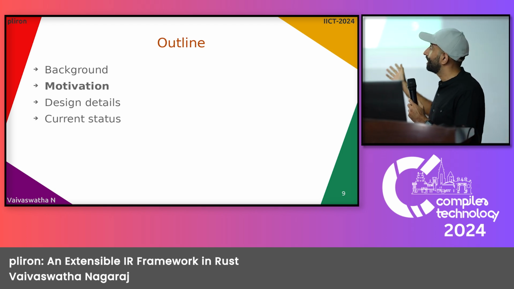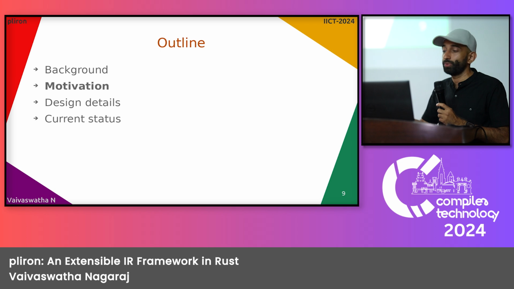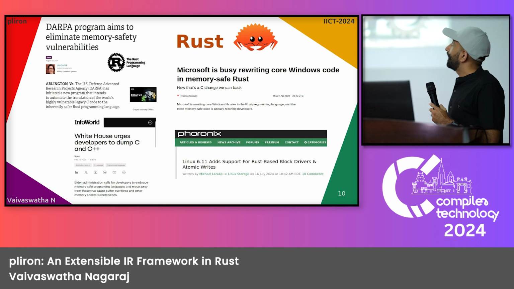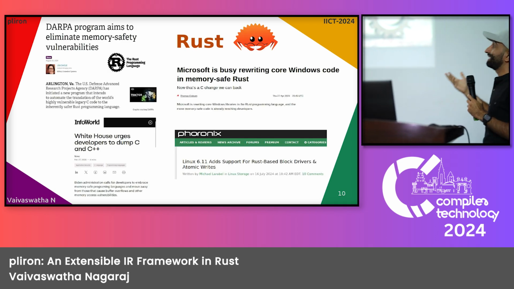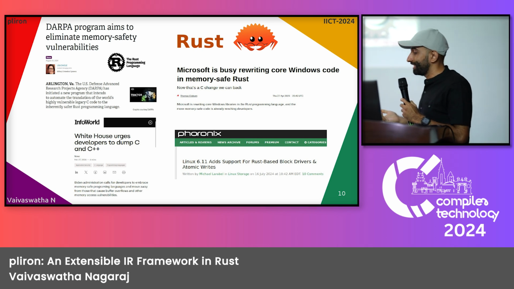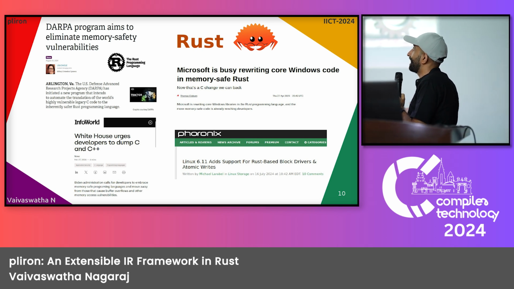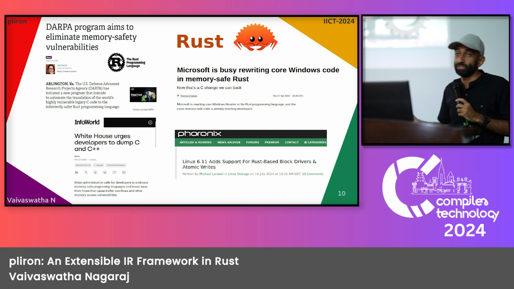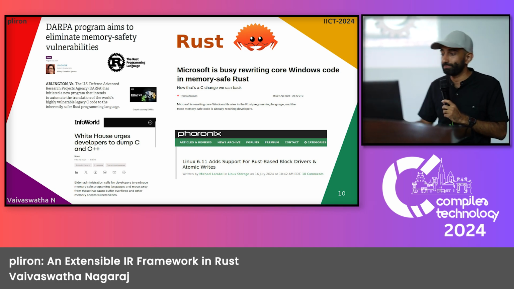And now a brief motivation. Why did I decide to write pliron? We all know Rust. At least you're familiar with it. Rust is a pretty popular systems programming language with certain guarantees on memory safety.